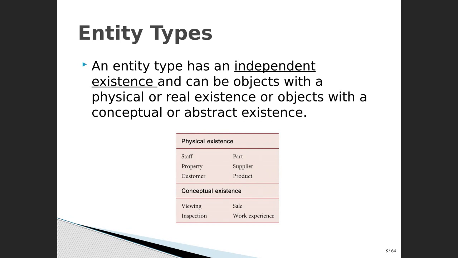Physical means something physical that can be felt, all right? Like, for example, staff, property, customer, port, supplier, product. Something physical. محسوس, مادي. نقدر نحس فيه. Okay? So this is something physical. So it can be physical, number one.